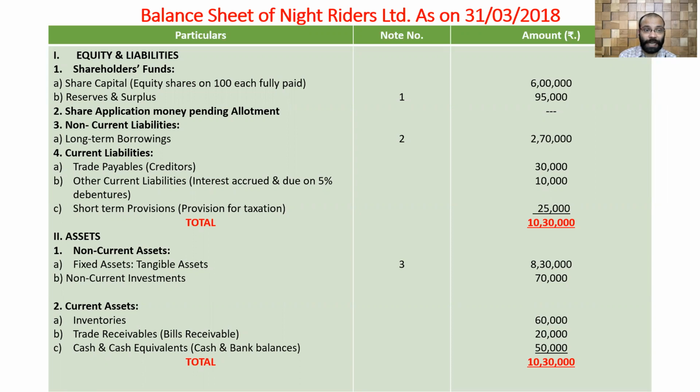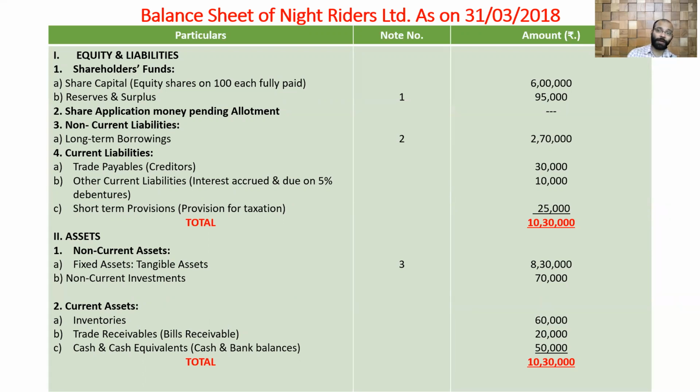The third one is non-current liabilities. Under that we have long-term borrowings. We have prepared the second note, so we have 2,70,000. Just write that value. Then the fourth one is current liabilities. Under that we have trade payables, creditors, which is already given. We don't have any note to be prepared for this, so the note number is nil here, and 30,000 is the amount. Other current liabilities: interest accrued and due on 5% debentures, 10,000, given in the question. Short-term provisions: provision for taxation. It's a short-term provision, so please remember that. It will be taken on the liability side, 25,000. Add up all these things, you get 10,30,000, the total of equity and liabilities.